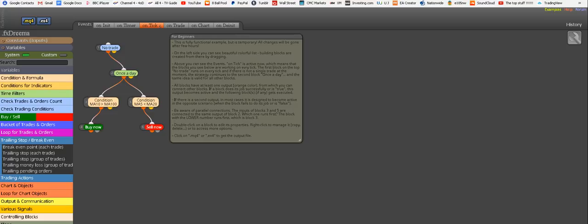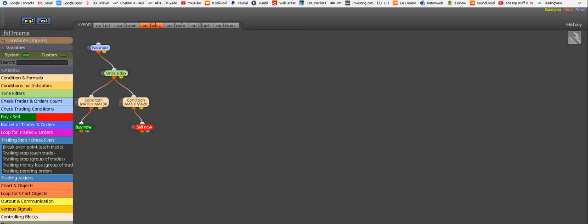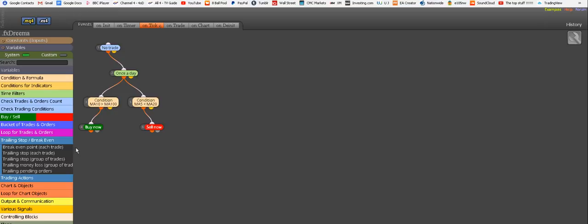So here we are on the FX Dreamer website application, which allows us to build robots. And just to remind you, you need to be on this page here, which says on tick. This is how it looks when you come here. So what I'm going to do is move that away and delete all the unnecessary stuff which comes automatically as soon as you log on to this website. So let's delete this. Just select all and delete.